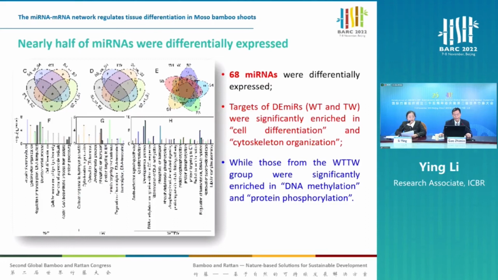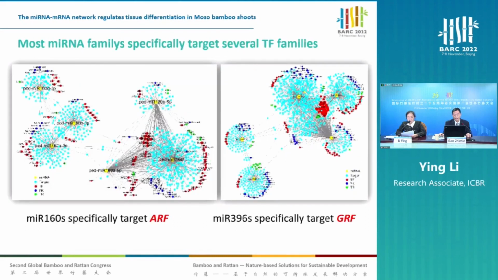Most microRNA families specifically target several TF families. MicroRNA 160 specifically targets auxin response factors, while microRNA 396 specifically targets growth regulating factors.